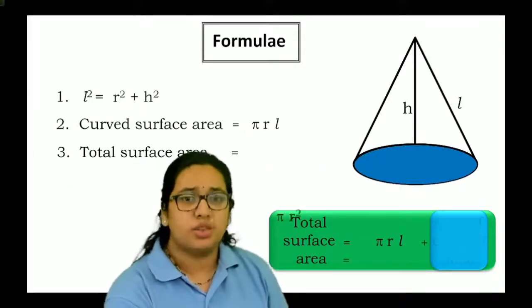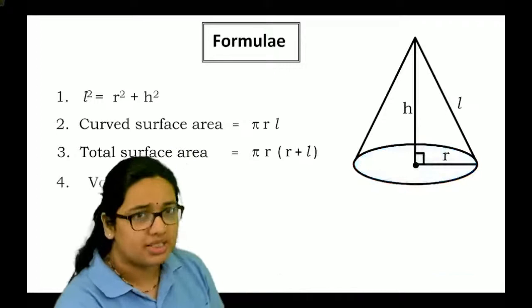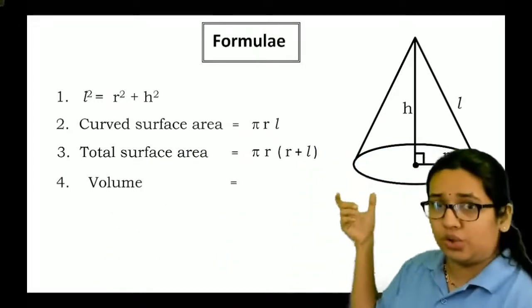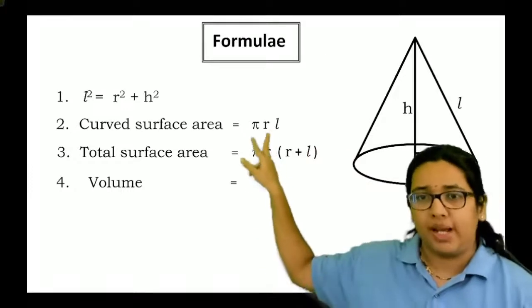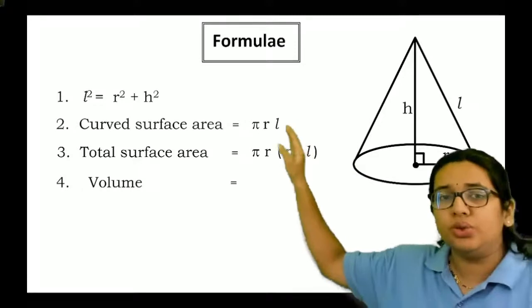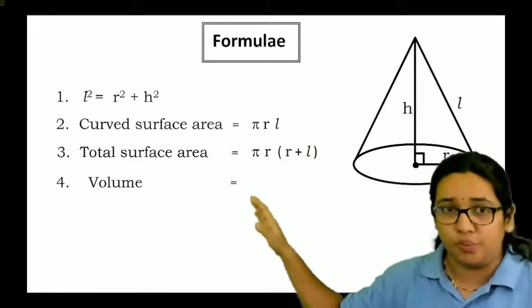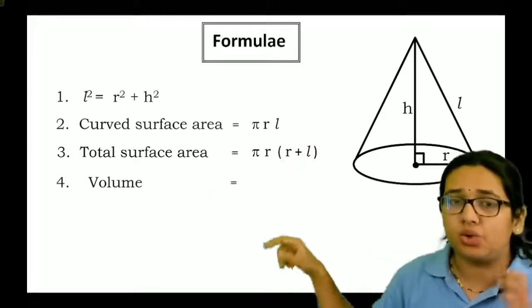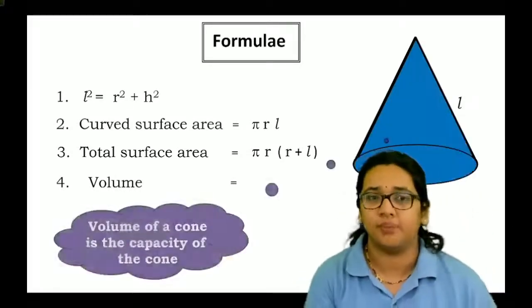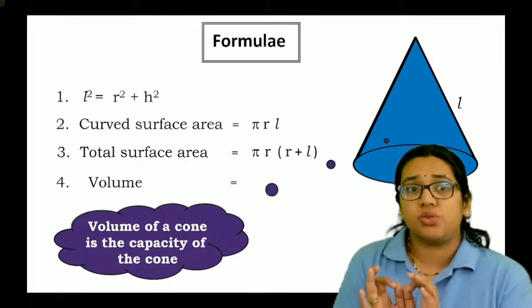Pi r square, right? So we can say that the total surface area of a right circular cone is given as pi r l plus pi r square. So you can take pi and r common from it. So you will get the total surface area as pi r into (r plus l). Okay, done. Then next one, volume.